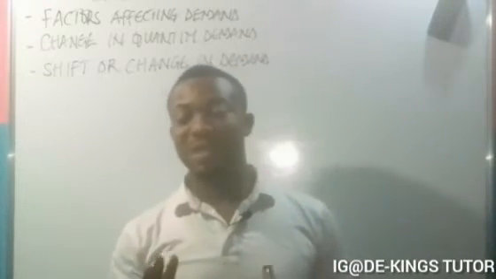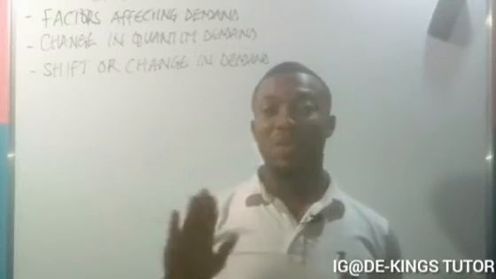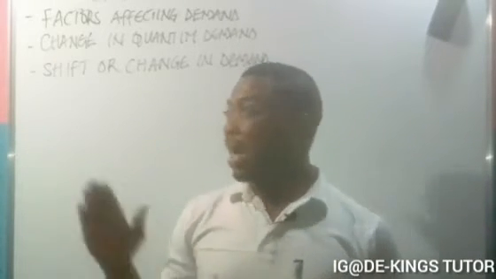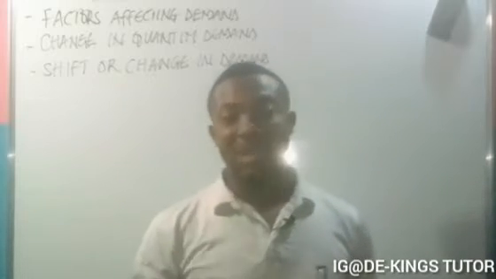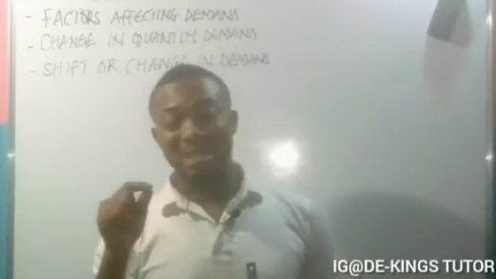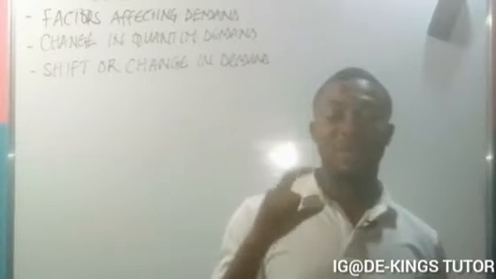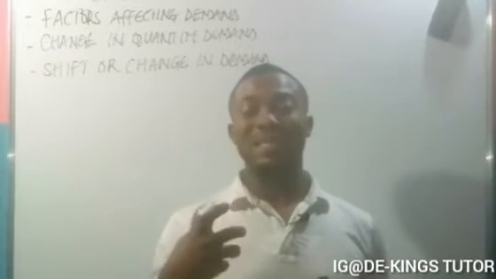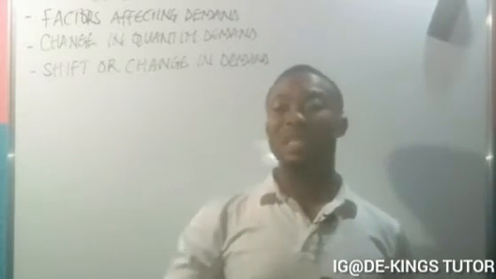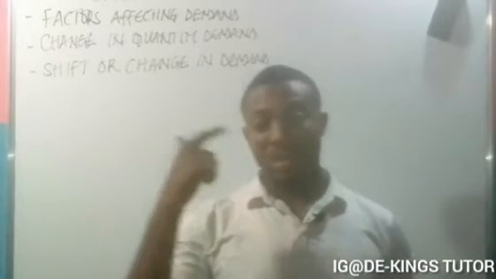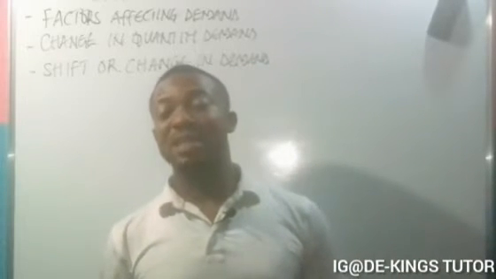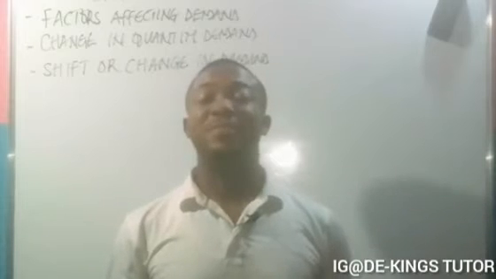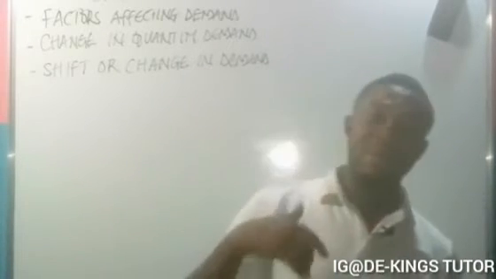Change in quantity demanded is caused, now listen, very important, it is caused by only the price of the commodity. Out of all the factors affecting demand, what causes change in quantity demanded is the price of the commodity. That is, if the price increases, there might be a decrease in the quantity. If the price reduces, there might be an increase in the quantity demanded.